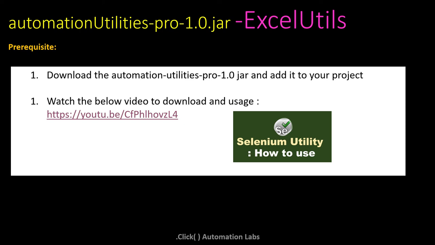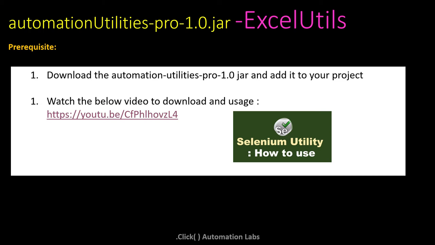So in today's session, we will discuss Excel utilities. In general, we use Excel to provide data to our tests. That means we manage our test data in Excel sheets and our tests read the data from Excel. There are many jars to read data from Excel sheets. We can use jxl.jar or Apache POI, so there are multiple ways to read the data from Excel.